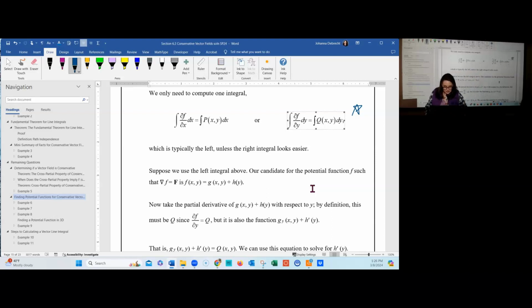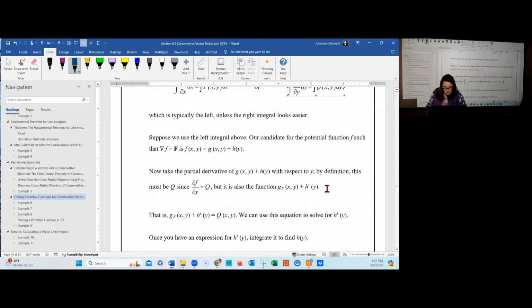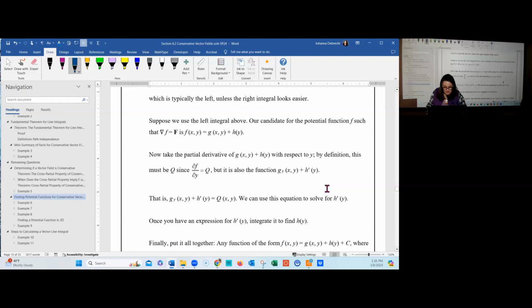Let's go ahead and think about what would happen if we integrated the one on the left, the partial of f with respect to x. If we integrate p with respect to x, we're going to get some function of x and y plus possibly a function of just y, along with possibly a constant value like 5 or 2 or e. Once we have this, this becomes our candidate for the potential function f. F will be this g of x, y plus h of y, where h of y may include the constant.